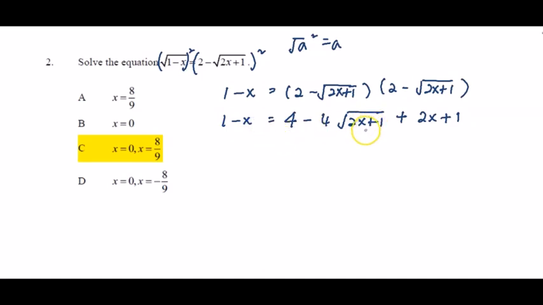Now you're going to move the term with the square root into the left hand side. And all the terms without the square root, I will move to the right side. Here I try to simplify. I got 2x, 4 plus 1 that will be 5, and moving the negative x, you get positive x on the right, and negative 1. Finally, you get 3x plus 4.